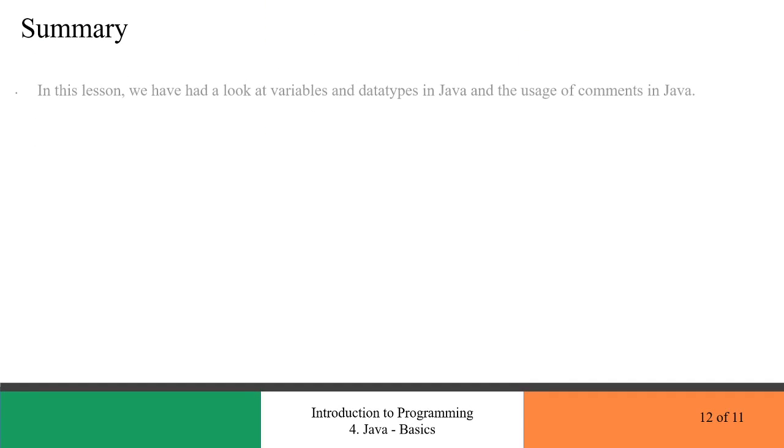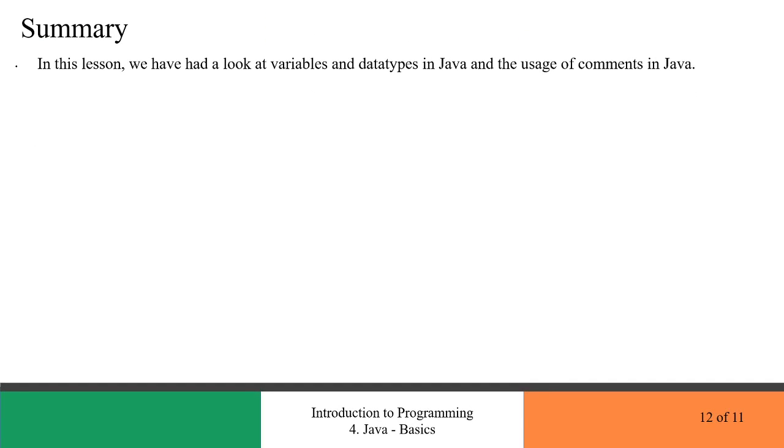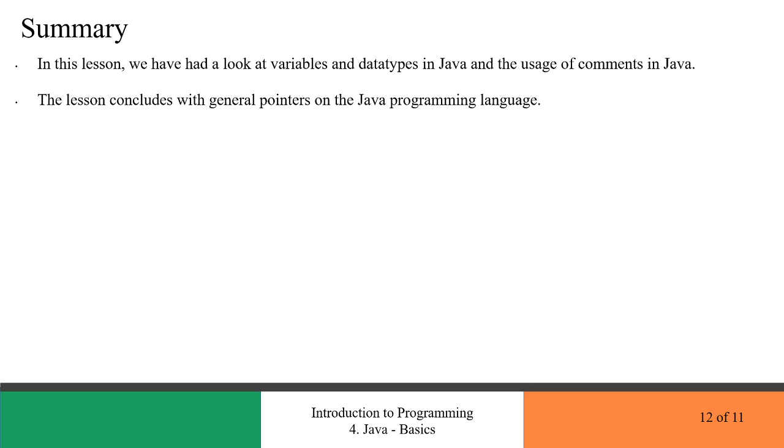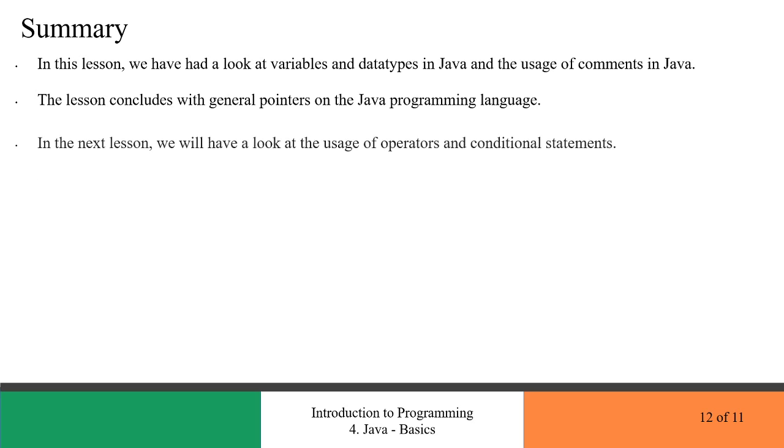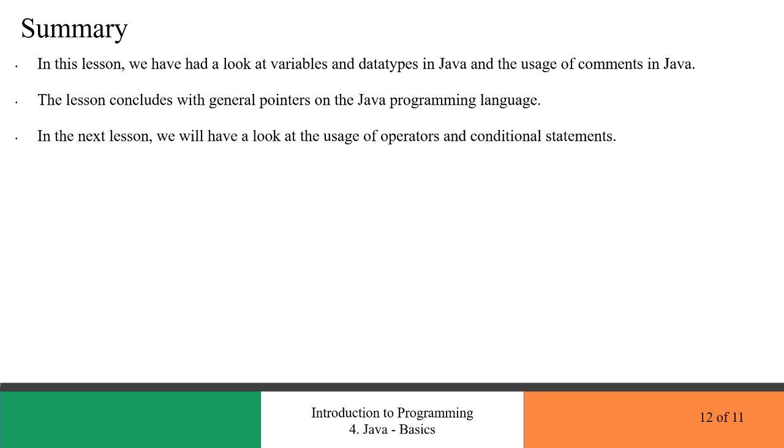Thus, to summarize, as a part of this lesson, we had a look at variables, the different data types that are provided by Java, and we also had a look at the usage of comments and the different types of comments that Java provides. At the end, we had a look at a few general pointers on the Java programming language. As a part of the next lesson, we will have a look at the usage of operators and conditional statements in Java.